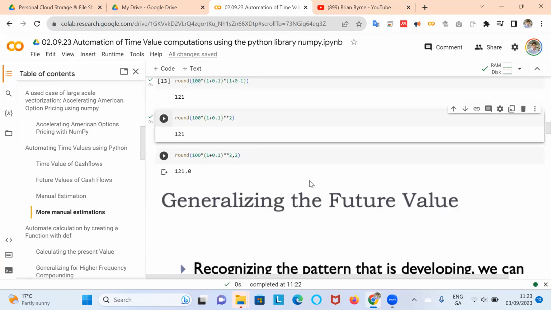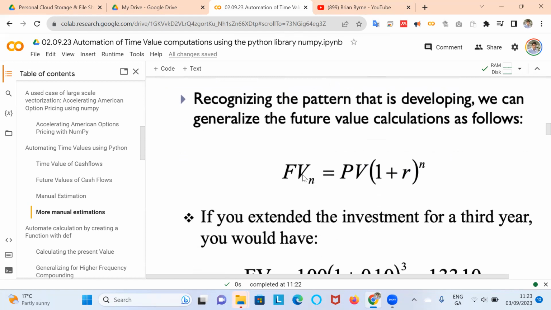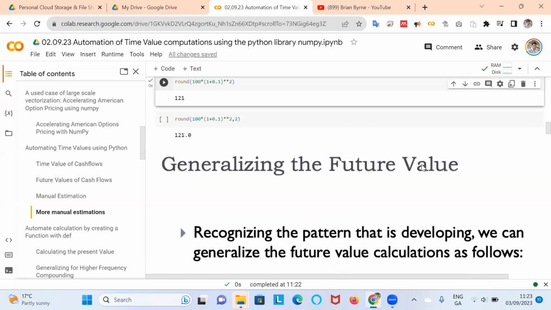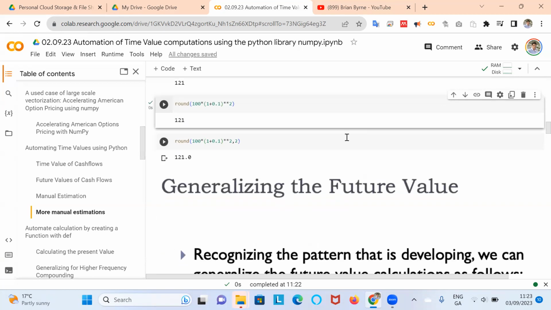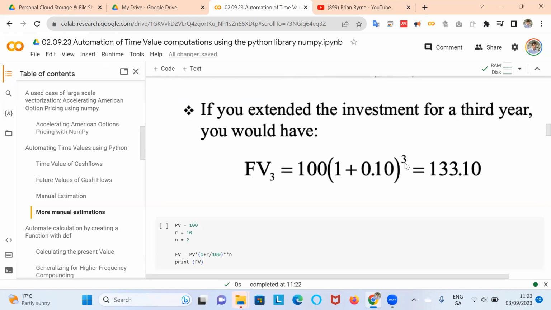Okay. If we're generalizing the formula, we could easily say the future value is equal to the present value times 1 plus the rate of interest to the power of the maturity. And then if we're trying to understand the amount of money that accumulates in the third year of the investment, if the rate of interest being earned is 10%, then we go to the power of 3, and we get 133.